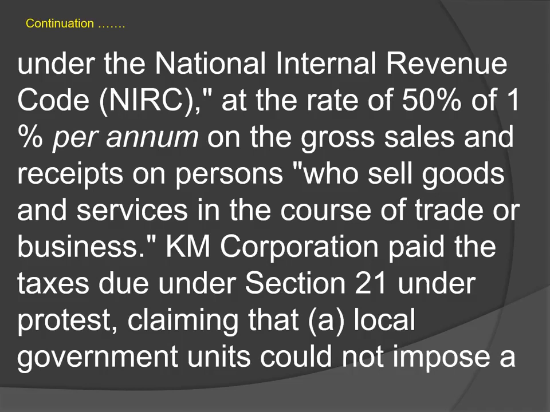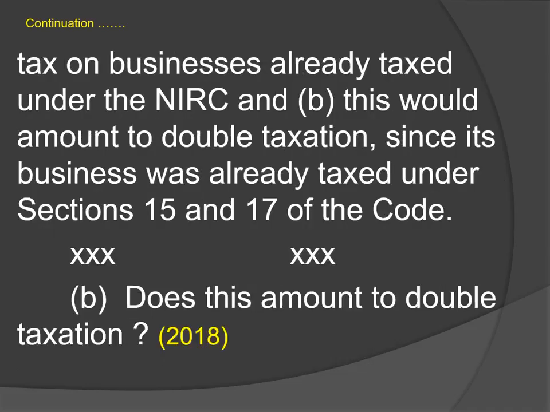So, KM Corporation paid the taxes due under Section 21 under protest, claiming that local government units could not impose a tax on a business already taxed under the NIRC, and this would amount to double taxation since its business was already taxed under Sections 15 and 17 of the code. Does this amount to double taxation? So, again, let's go back. 5%, more than 5%.